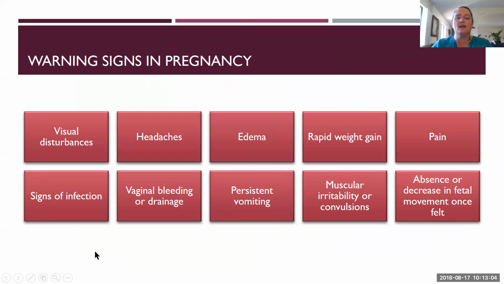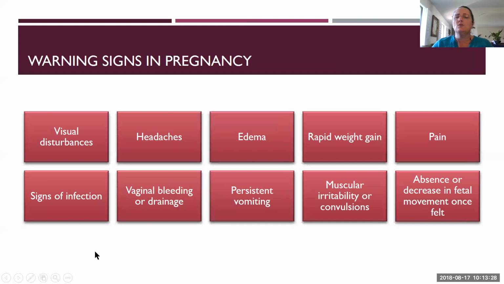We would rather that they come to us 50 times and everything be okay than them not come the one time. Rapid weight gain. They've gained more than 3 to 5 pounds in a week. It's probably swelling and edema, and we need to look at that. If they're having extreme pain, either epigastric pain or contraction pain or a backache that just will not go away, could be signs of preterm labor, or again, signs of preeclampsia.